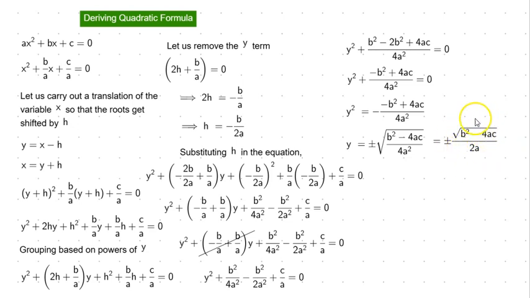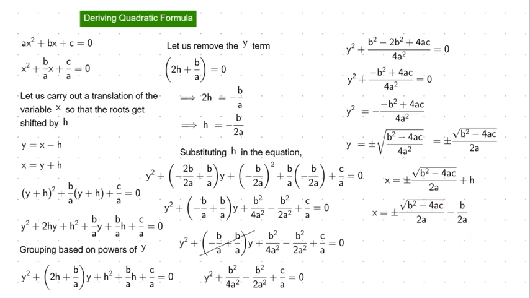Remember this? This is just part of the quadratic formula. But remember, this is y =. What we want is x =. x = y + h. So x = ±√(b² − 4ac)/2a + h. What is h? h = −b/2a.